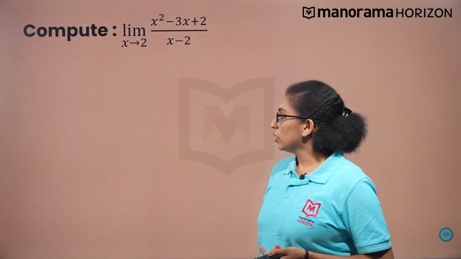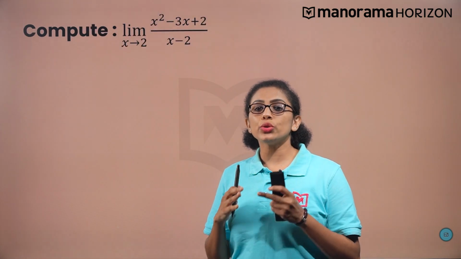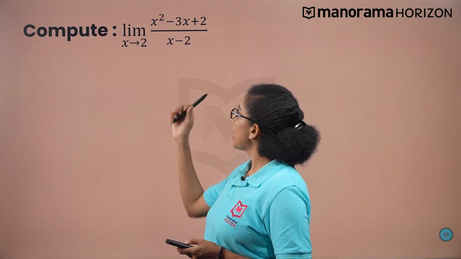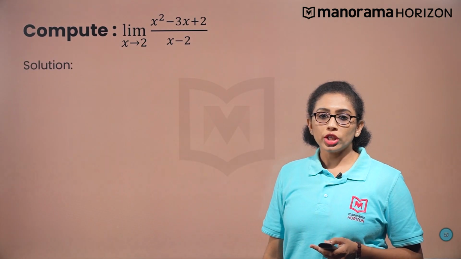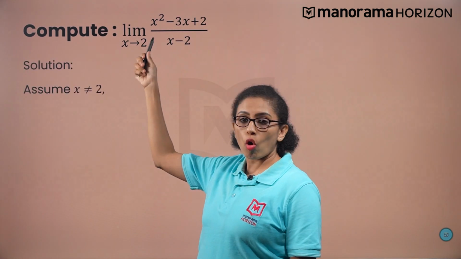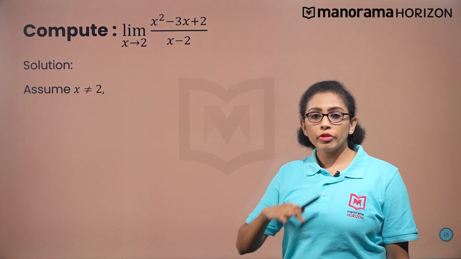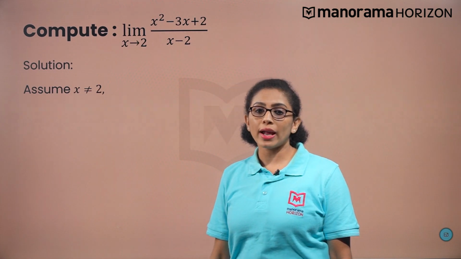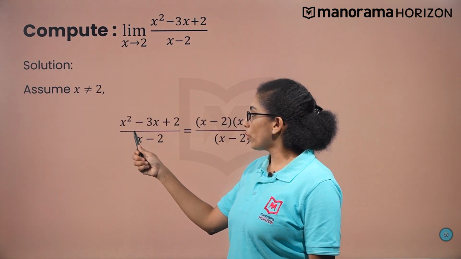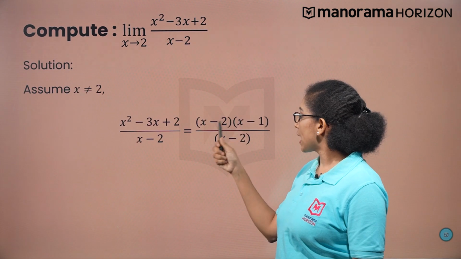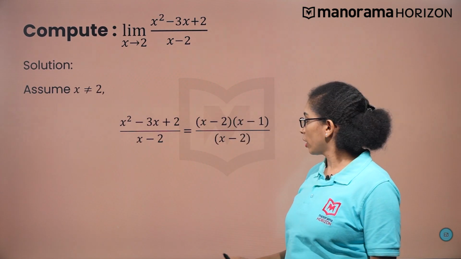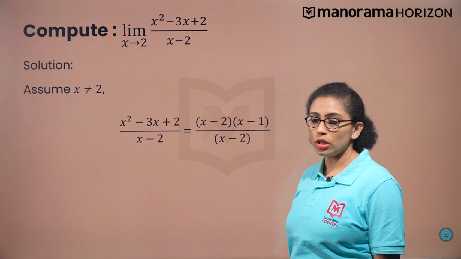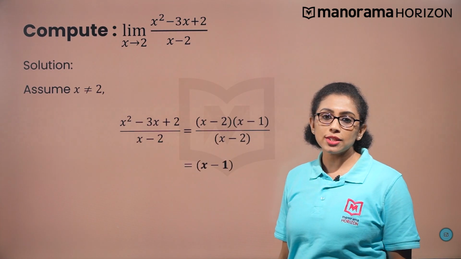Let's see one question. Compute limit x tends to 2 x square minus 3x plus 2 divided by x minus 2. Let's see the solution. Here the limit is of the form 0 by 0. If we assume x is not equal to 2, then we can write x square minus 3x plus 2 as x minus 2 into x minus 1. Now cancelling x minus 2 on the denominator and the numerator, we get it as x minus 1.